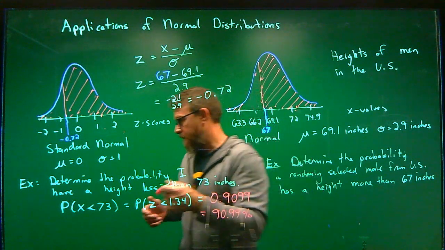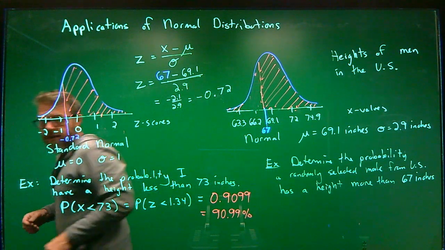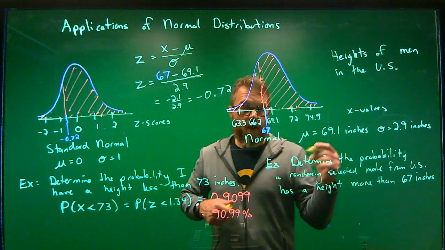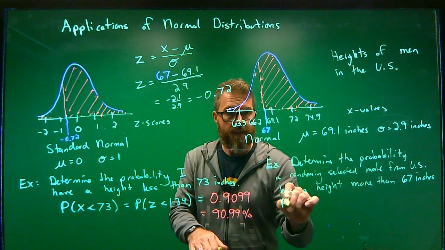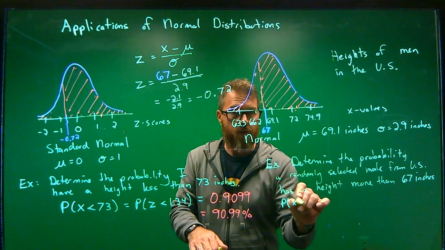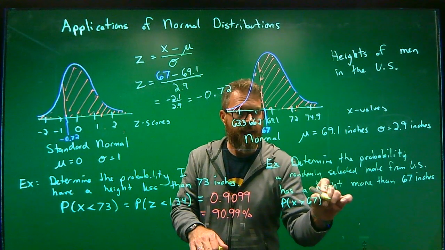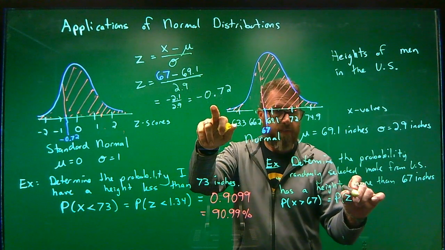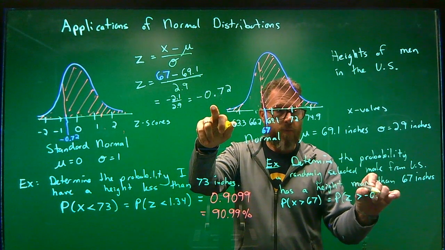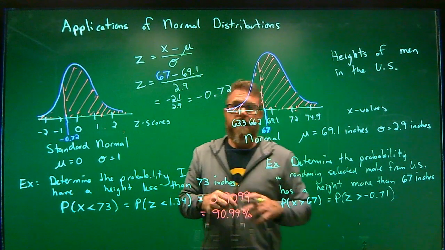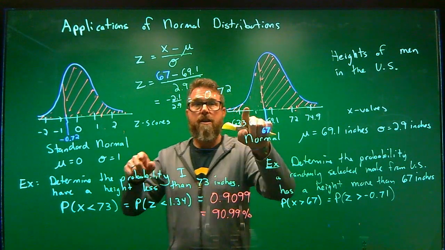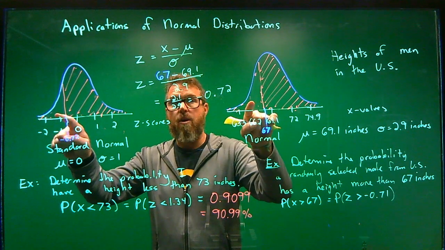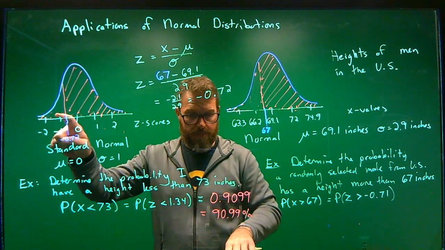Now, let's do the notation here and talk about this. The probability that your x value is greater than 67 ends up being the same thing as your z value being greater than negative 0.71. Now I know that my z-score table only gives me the area to the left, so I only know this area. So let's go ahead and find that.